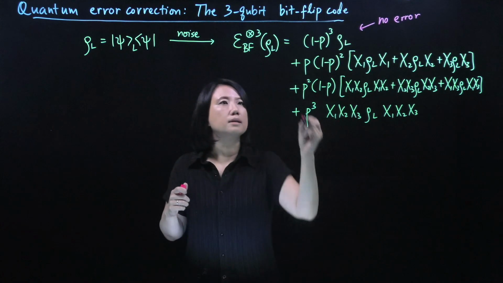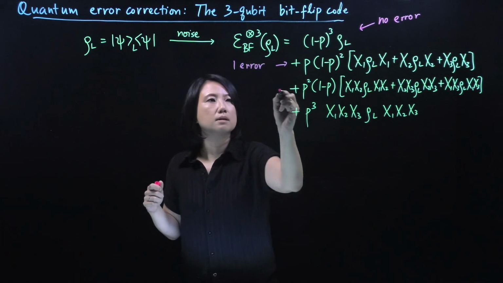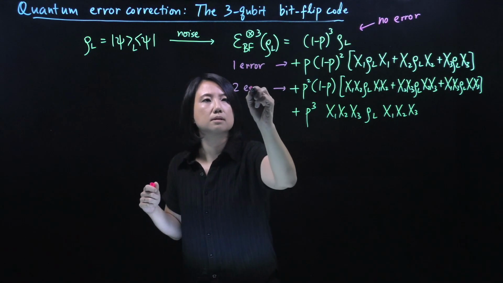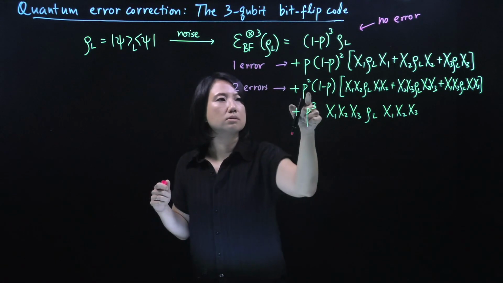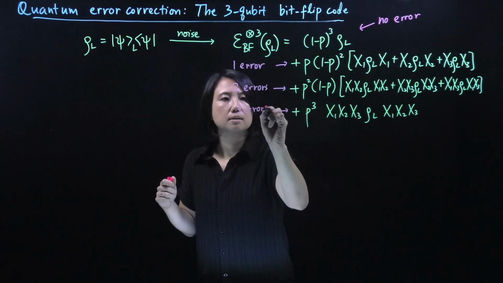This is the line with 1 error. This has 2 errors, so all the p squared, and then this is the one with 3 errors.